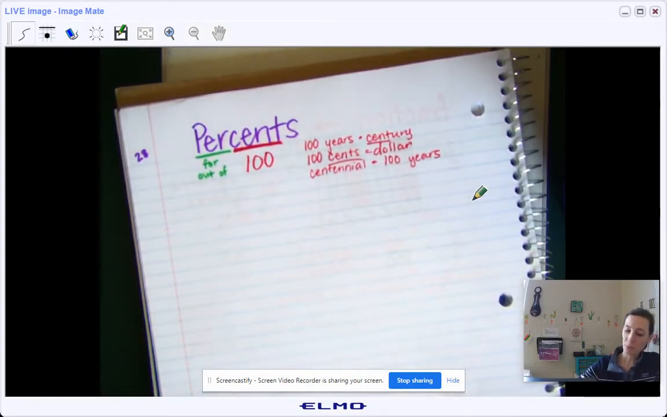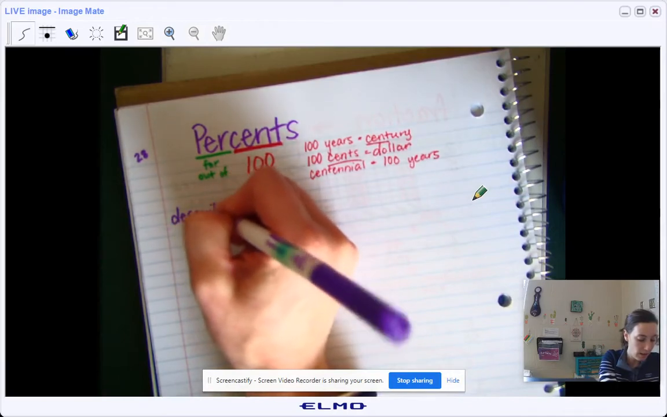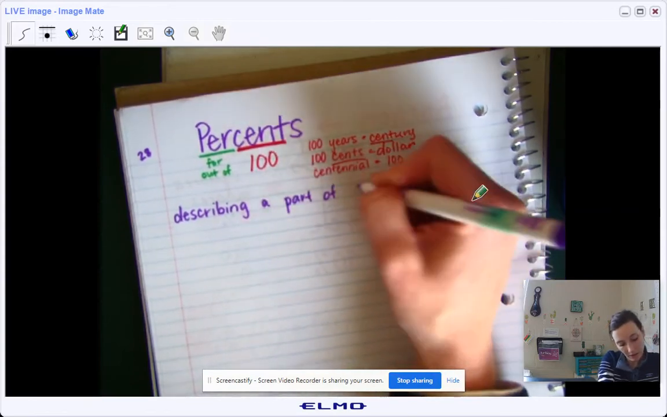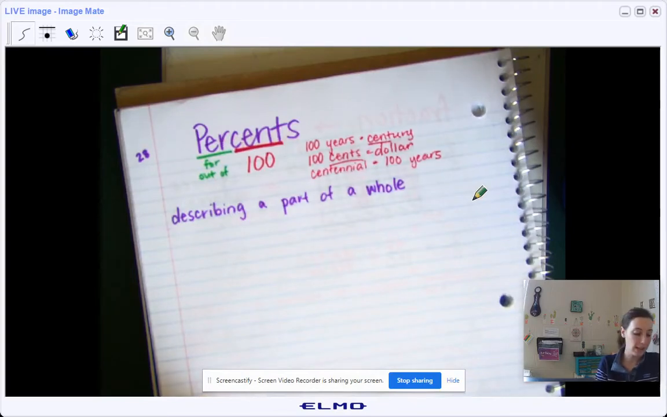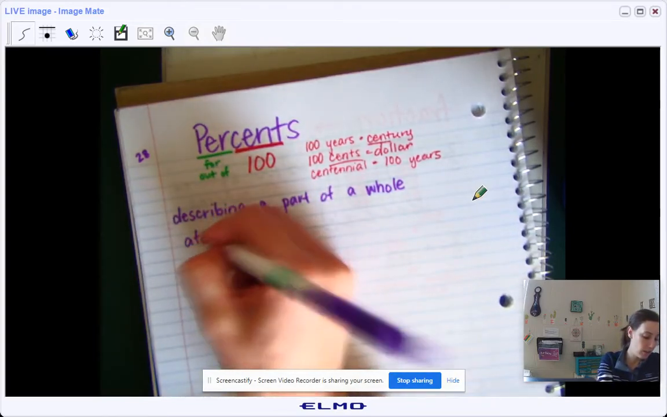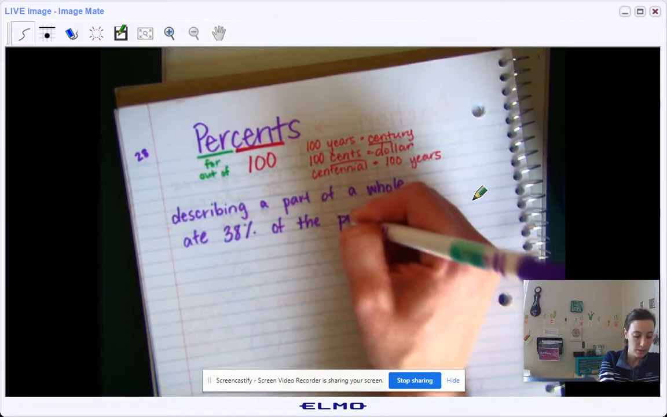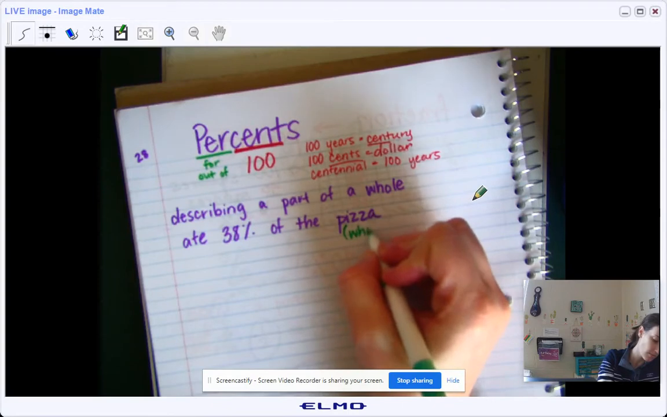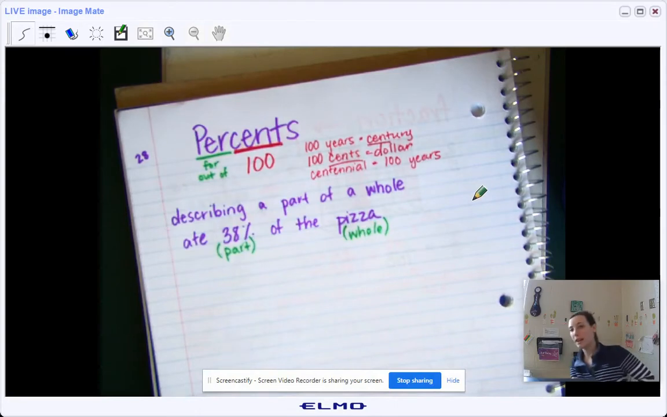Okay. Percents are a way of explaining or showing or describing a part of a whole. Okay, so for example, if I say that someone ate 38% of the pizza, the pizza is the whole, and the 38% is the part of it that they ate. They didn't eat the whole thing, they ate part of it.